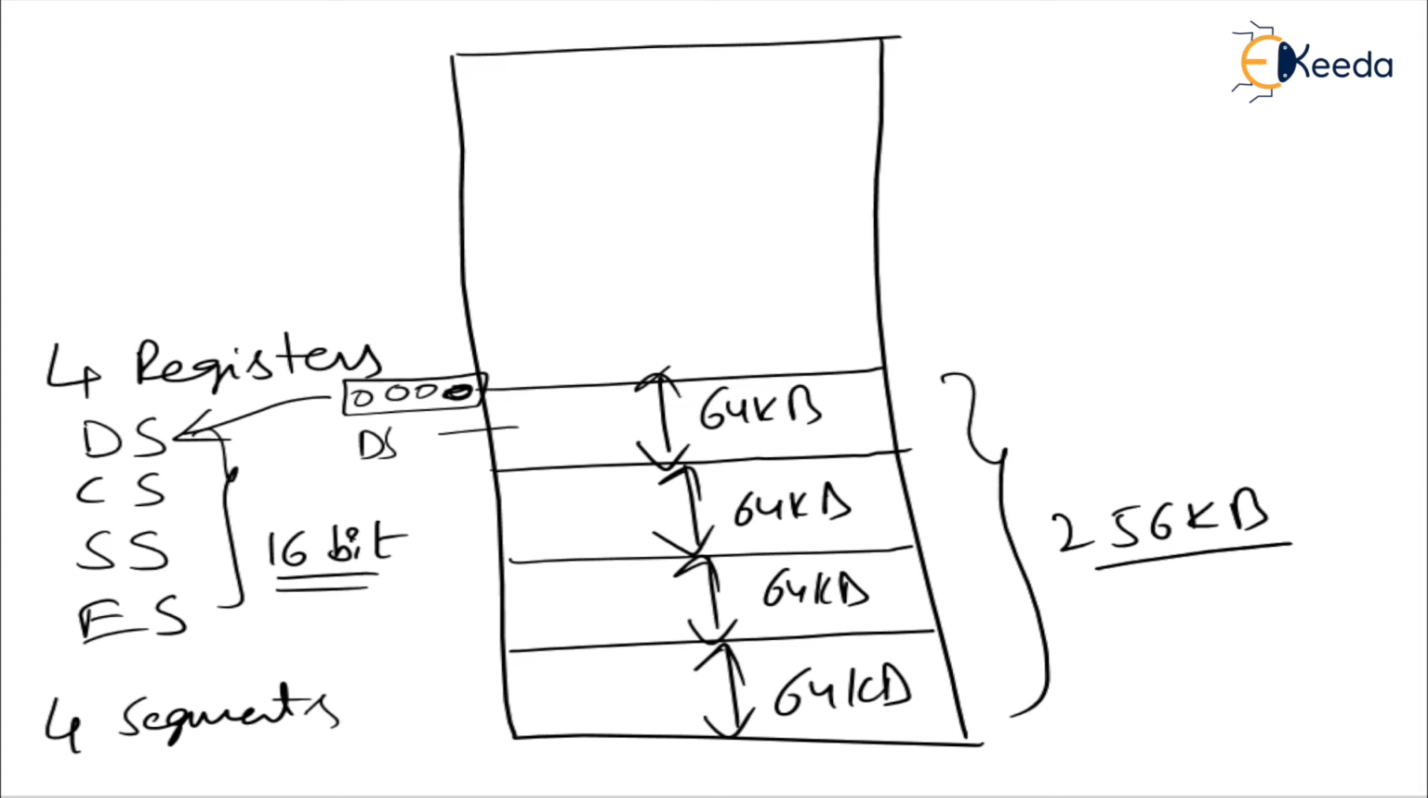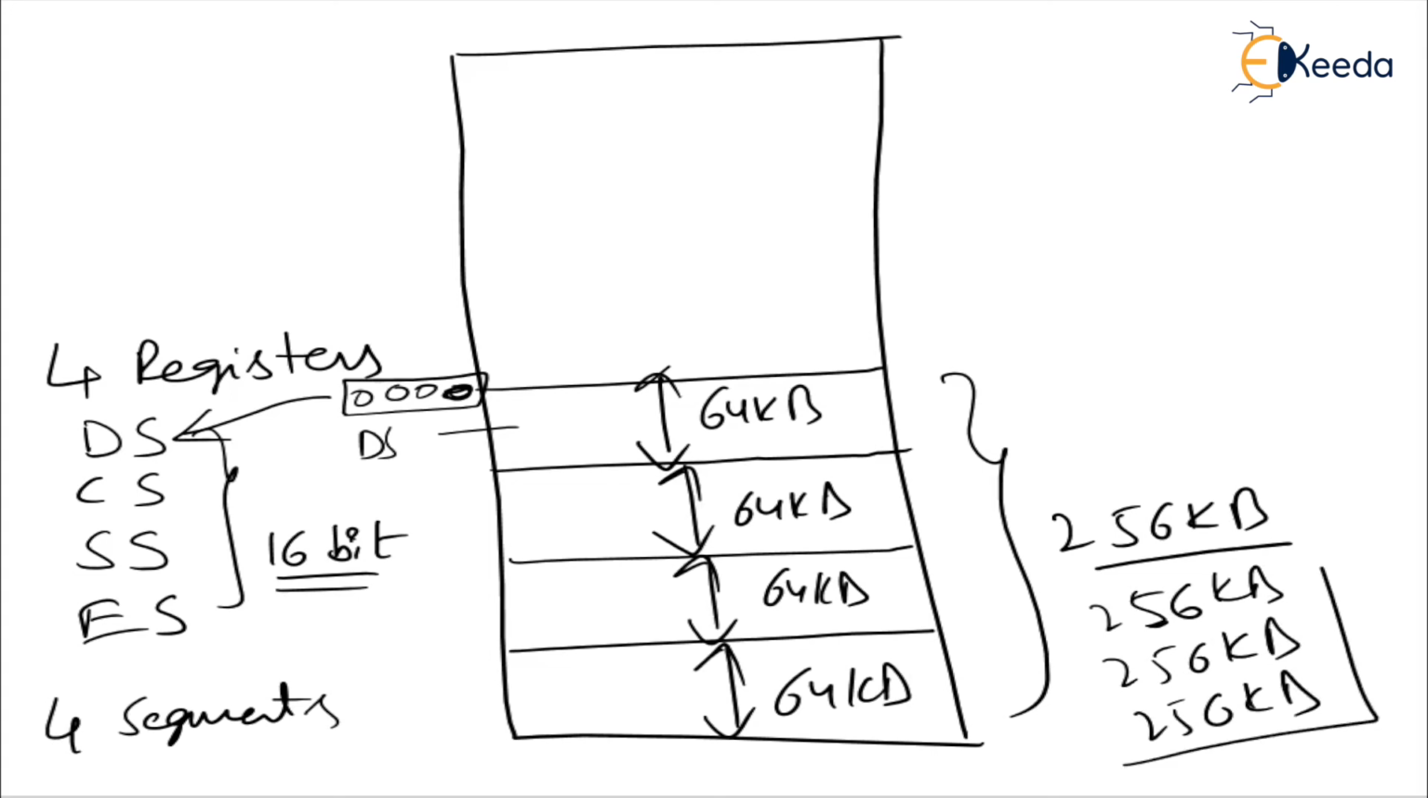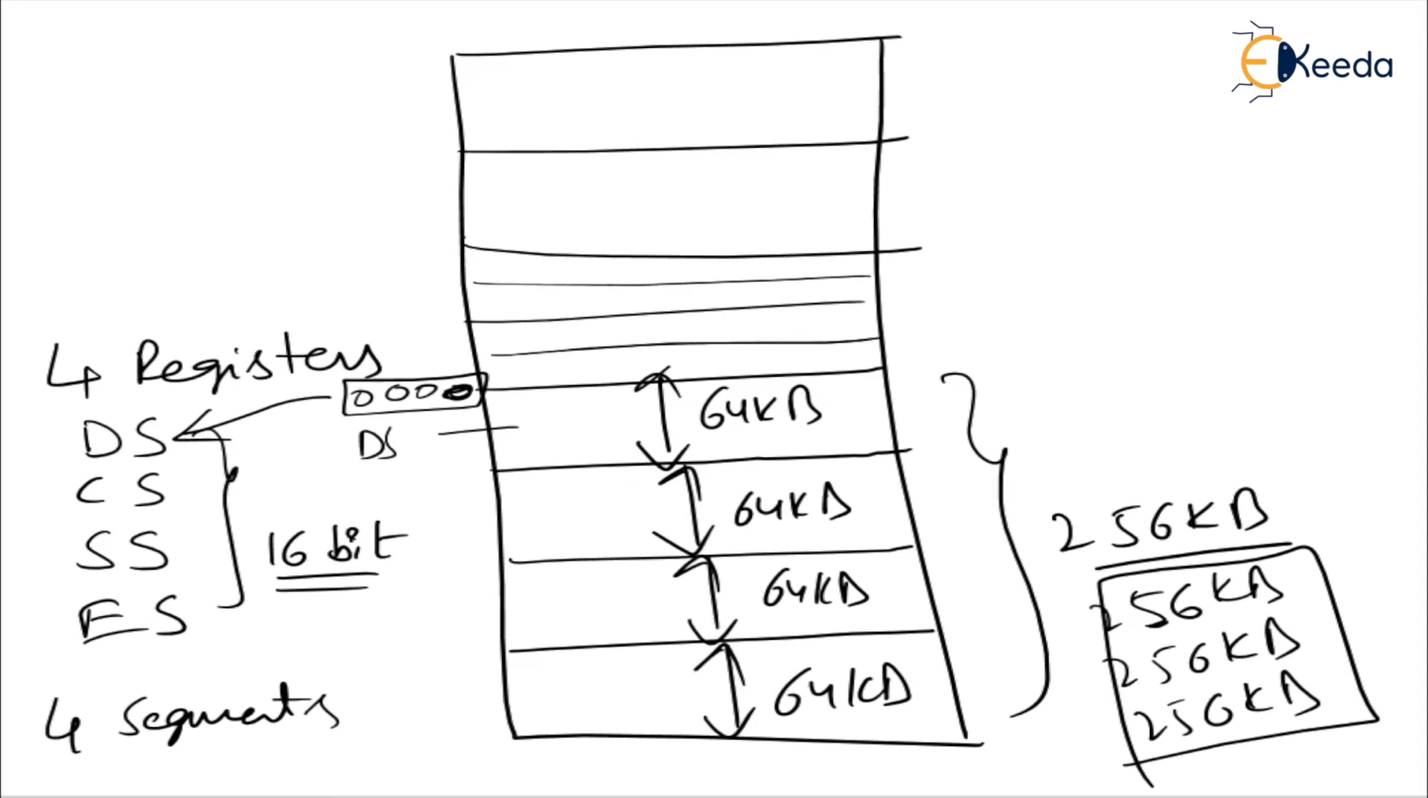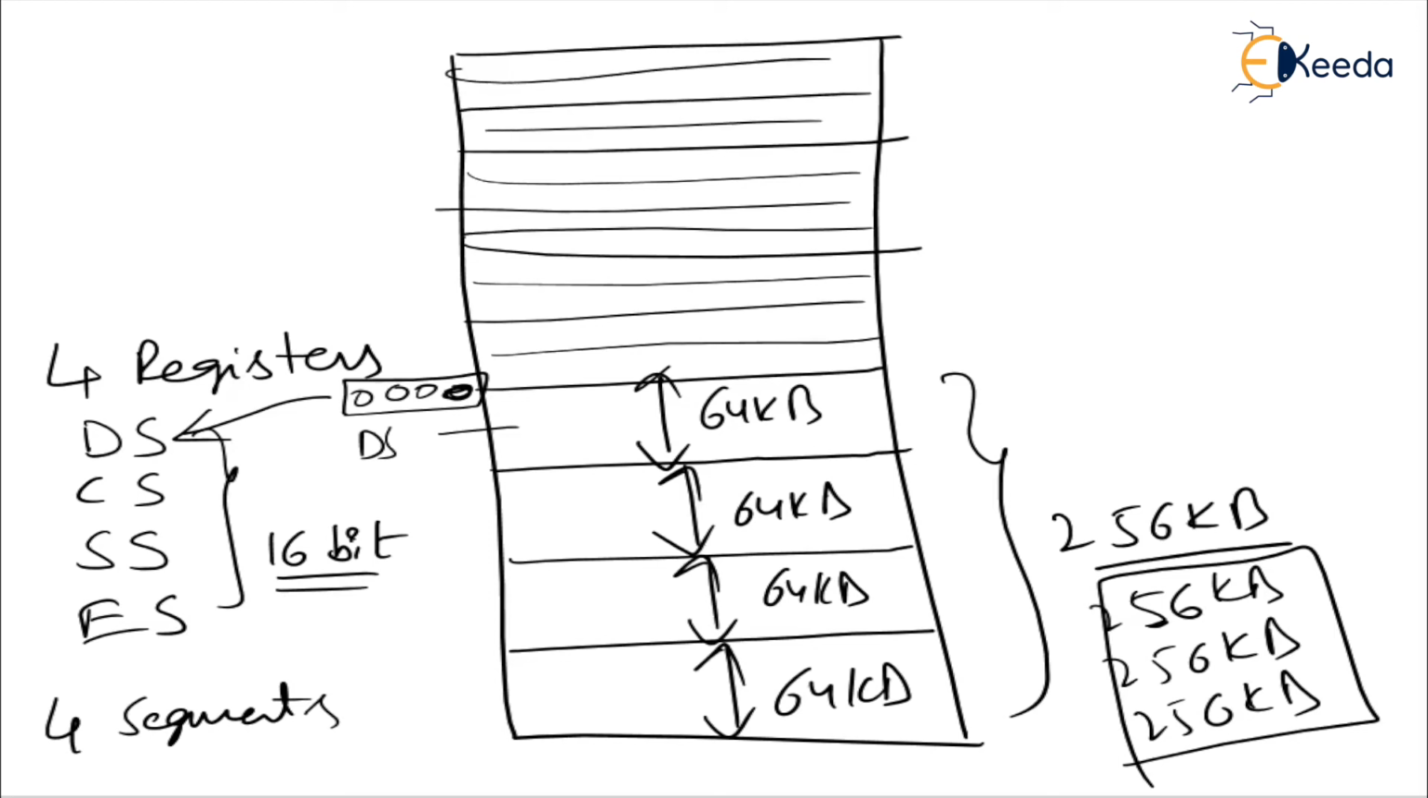Remaining how many kilobytes are there? 256 kilobytes, 256 and 256. Suppose we consider this as 256, this as 256, and these are the 4 segments: 1, 2, 3, 4. This is 256 kilobytes, and this is 256 kilobytes.